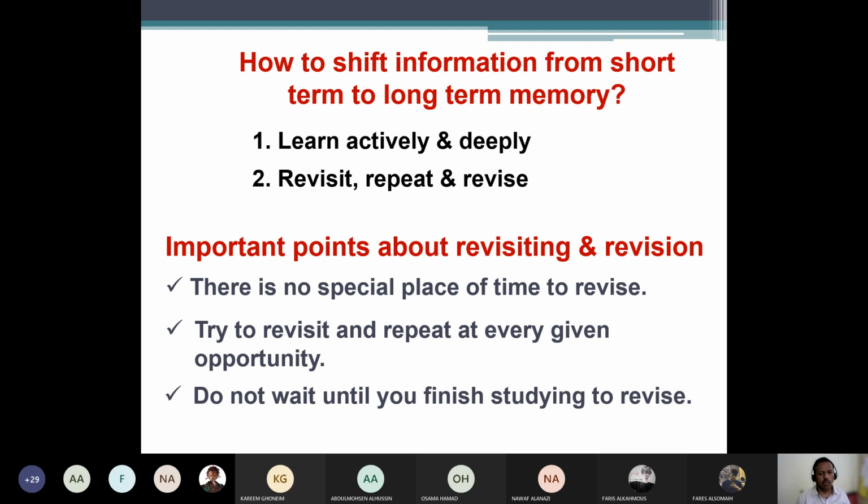Every given moment you have to repeat it. Don't wait until you finish the whole study. Let's say you have got a module lecture on Monday. You have to revise it today only, immediately after the lecture. Don't wait till the weekend. If you keep it till the weekend, you will not be able to remember it. So revision is immediately after it, not after a long time, not before the exam only.